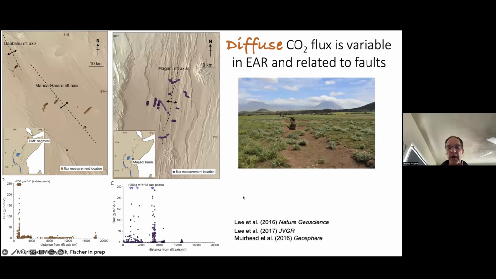Now, I don't know how much more time I have, but what I wanted to point out is that the bulk of the degassing in the East African Rift, besides near Mwajira, happens along faults in diffuse settings, where the CO2 is released through faults.